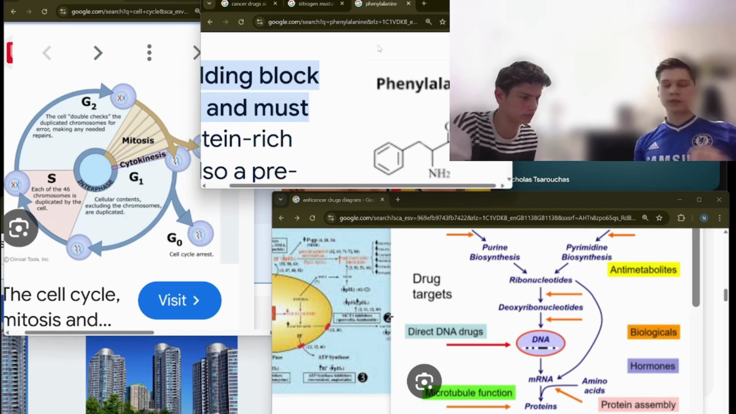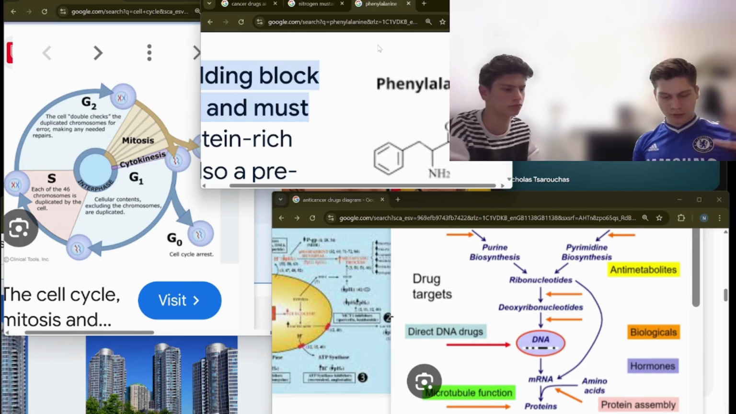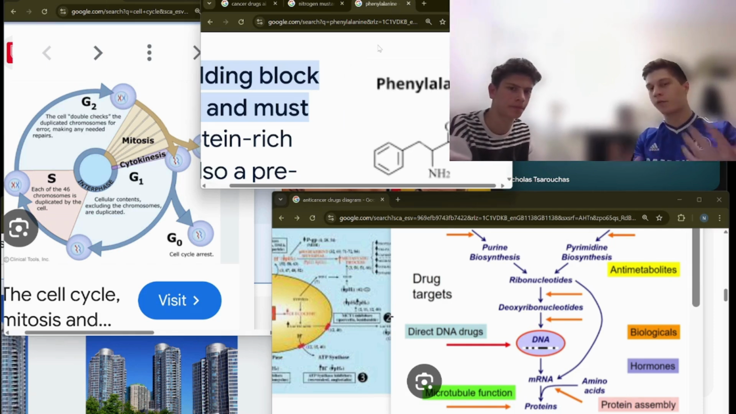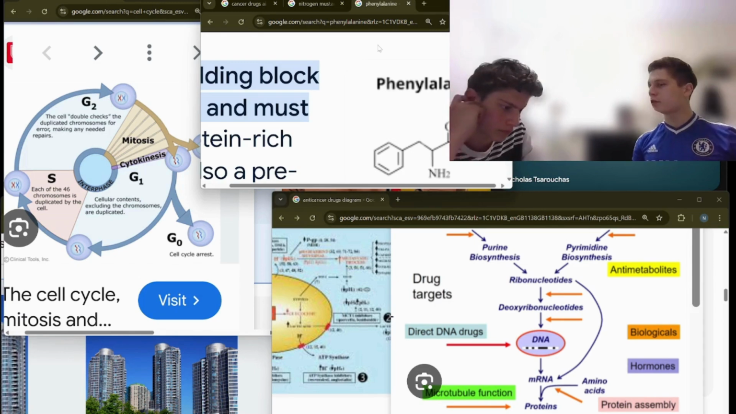There's different types. You have carmustine and lomustine, your main drugs really. These are more lipophilic. They have, I think, a quinone group. No, they have chloroethyl side chains, very lipophilic. You can use them in the brain for brain cancer, more specifically. And you also have streptozocin.